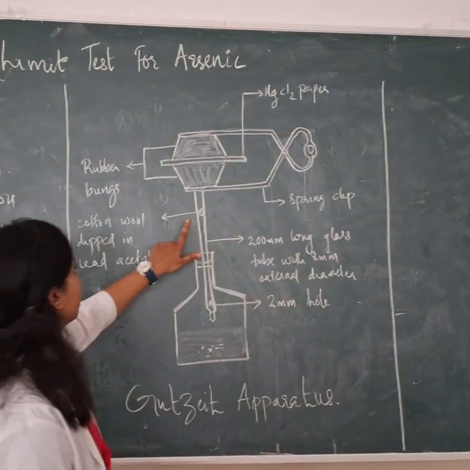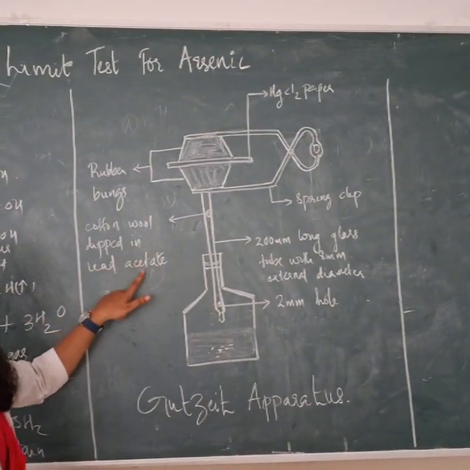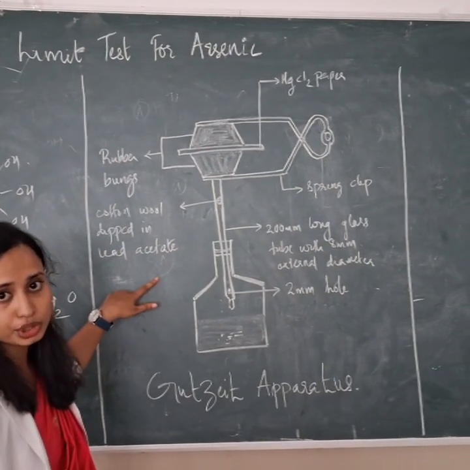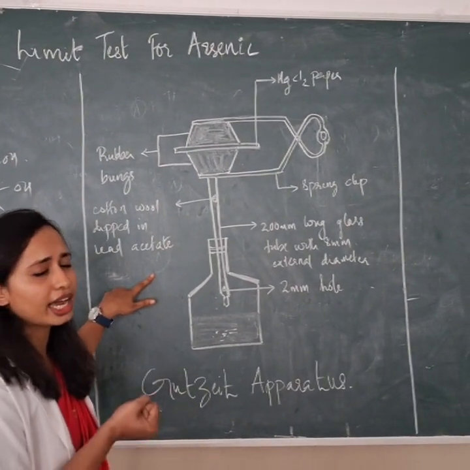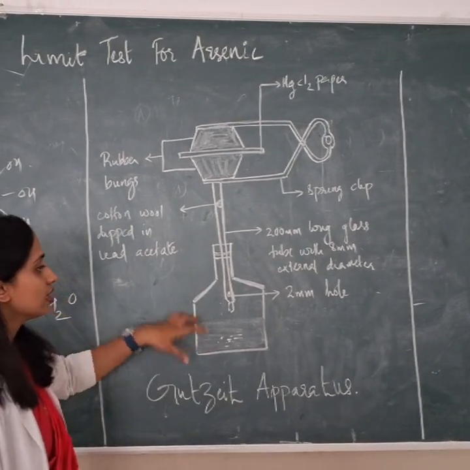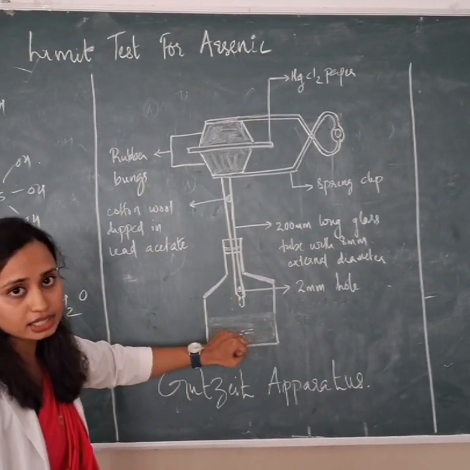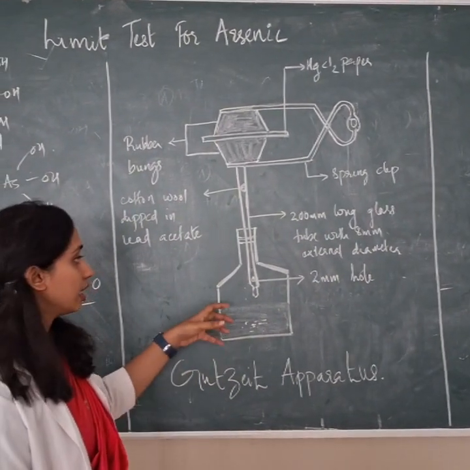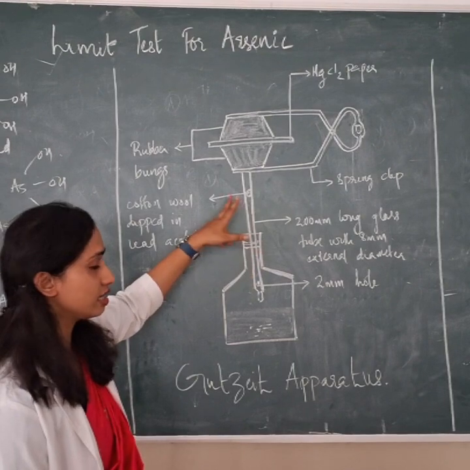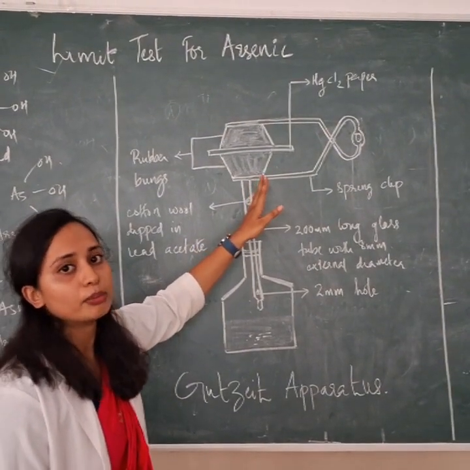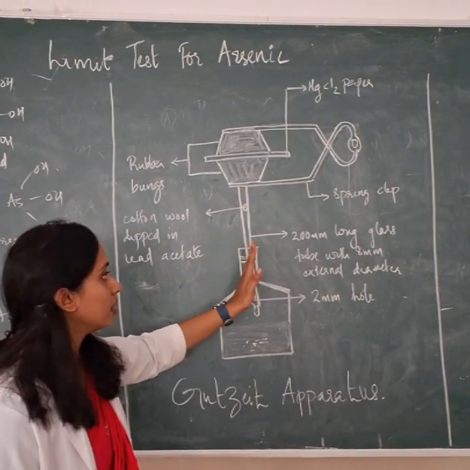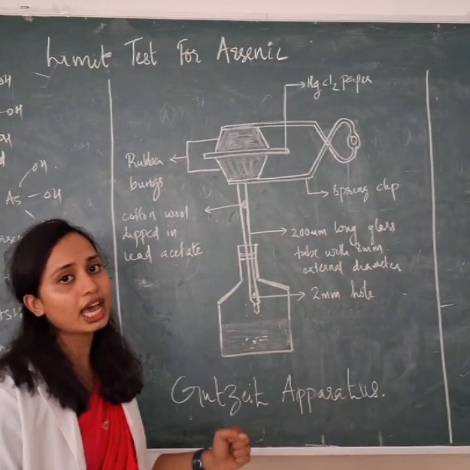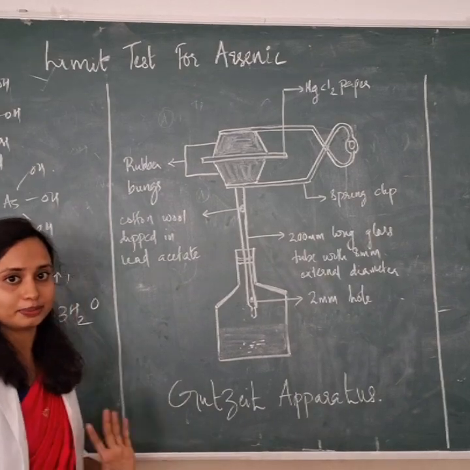And here we have a cotton wool that is plunged in lead acetate solution. This cotton wool dipped in lead acetate solution is to trap any hydrogen sulfide gas that is likely to be made by the contents, and this hydrogen sulfide gas, if passed along with the arsine gas, can develop a stain on the mercuric chloride paper. So this lead acetate dipped cotton wool traps any hydrogen sulfide gas.